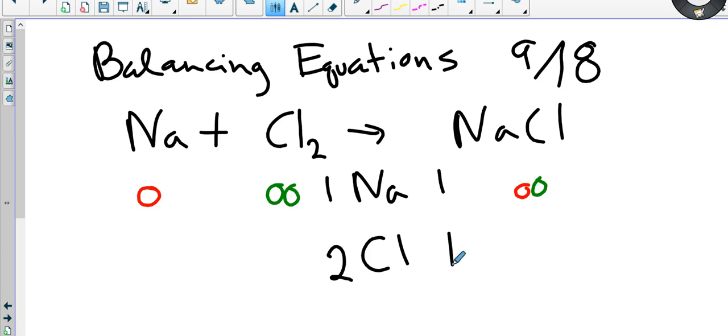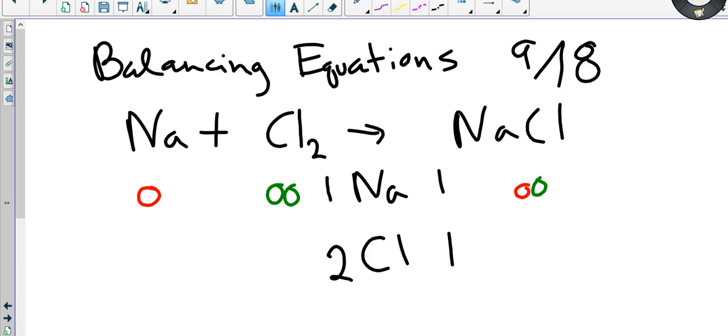So, there is something called the law of conservation of matter, and it says that matter cannot be created or destroyed. But it would seem to me like this chlorine has been destroyed from the left to the right, from the reactants to the products. So, that's not okay. So what we have to do is we have to balance.